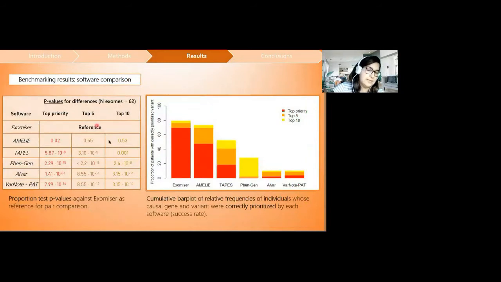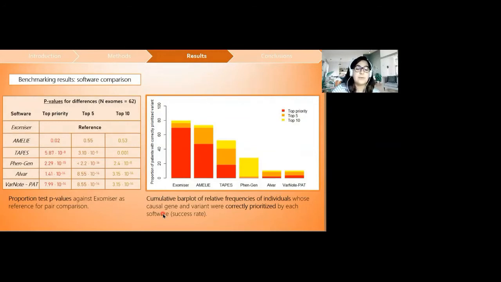The p-values in this table here show that Exomizer has proven a significantly higher success rate in all situations, even if we look at the first place in the first column, the first 5 places in the second column, or the first 10 places in the results, as seen in the third column. Exomizer is an open source software, which is fast, free, and currently available online.